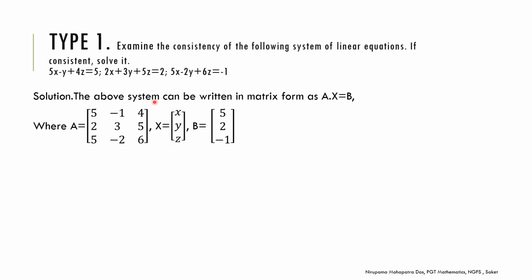X is the variable matrix. It means it is a column matrix containing x, y, z. Whichever variables you will be getting in the question. So in this question the variables are x, y, z. B matrix is again the column matrix containing the constants. So here constants means like your b1, b2, b3 we have studied in the concept. Here it is b1 5, b2 2 and b3 minus 1. So we have A, X and B.